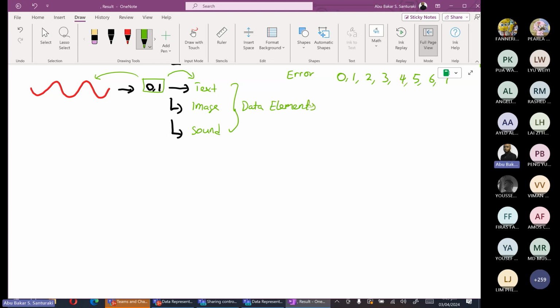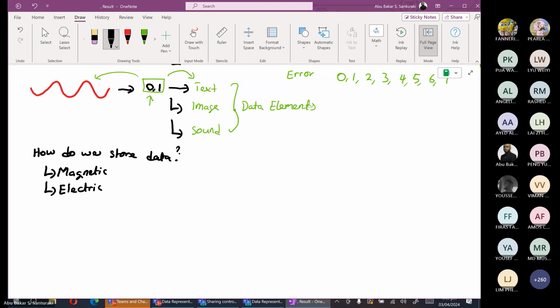So the idea now is, if we represent data as a sequence of binary values of zeros and ones, how do we store data in a computer? Well, there are multiple technologies that we can use to store data. The first type of technology is magnetic. Then we have electric. And then we have optic.